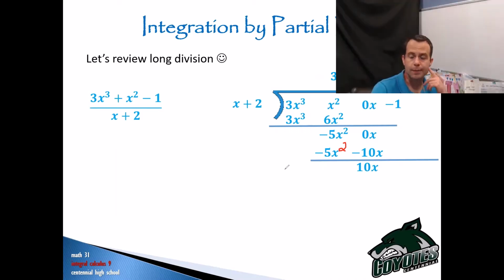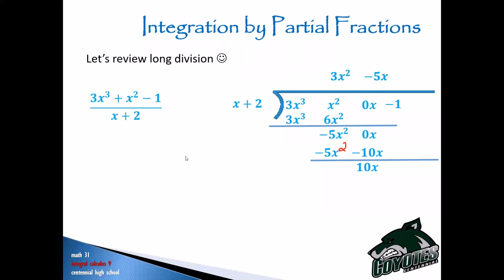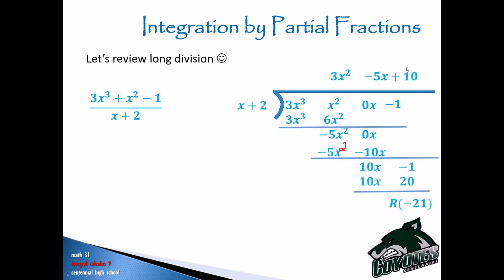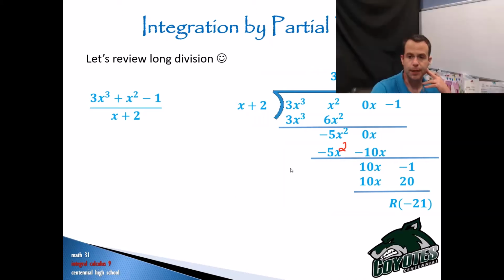So now I'm saying, what do I need to put up at the top that when I multiply it by x, I get 10x? I know that that's a 10. Okay, so I'll hide myself again for just a quick second. I throw the 10 there. 10 times x is 10x. 10 times 2 is 20, and then I subtract. So I end up with -1 minus 20. I get a remainder of -21. So my final answer here would be 3x squared minus 5x plus 10 with a remainder of -21, okay?